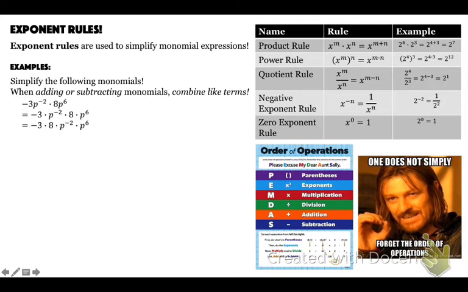So break it up, put like terms next to each other, get negative 24 p to the 4th. I even went through the same exact steps. Cool. Let's do another one.